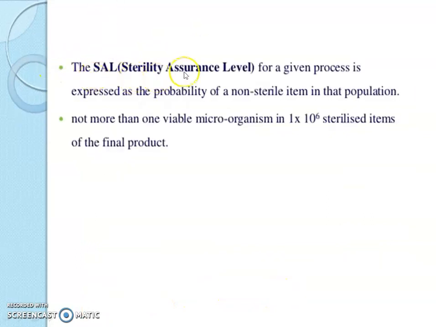The SAL, meaning sterility assurance level, for a given process is expressed as the probability of a non-sterile item in that population: not more than one viable microorganism in 1 into 10 raised to 6 sterilized items of the final product.